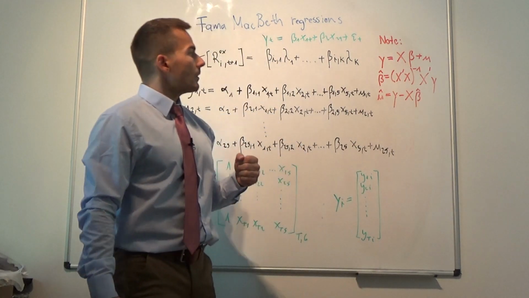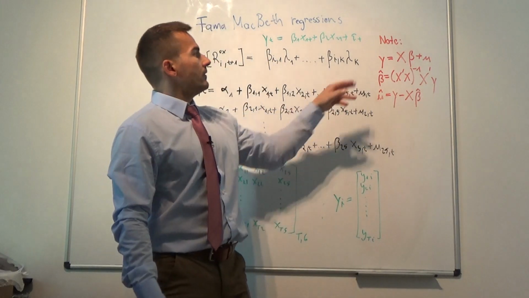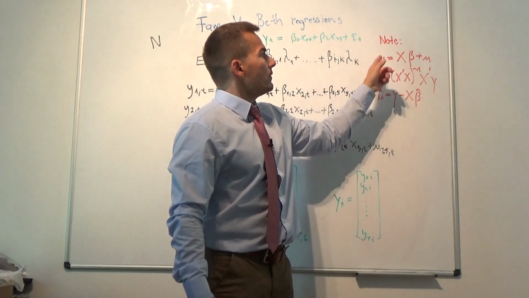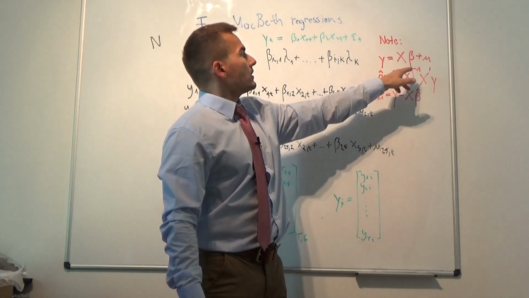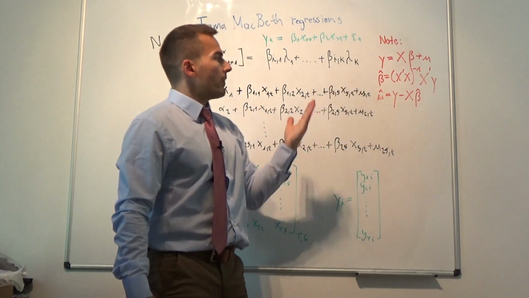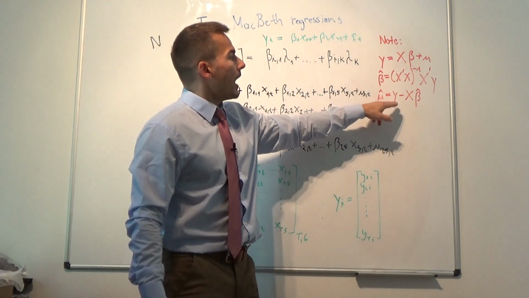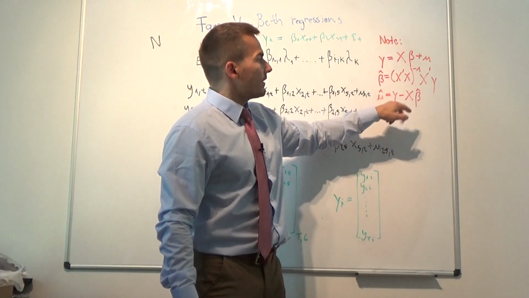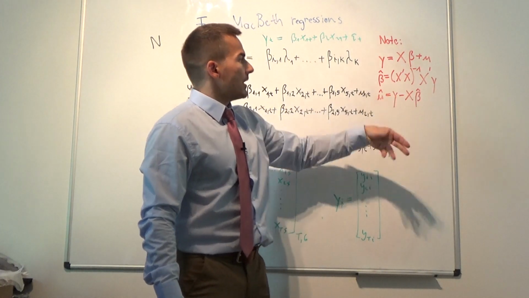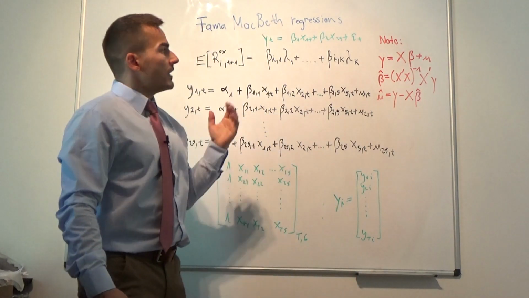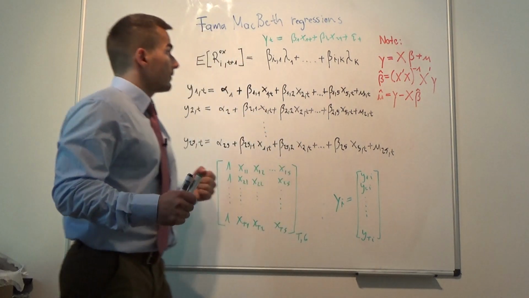Very simple. We also know that we can get the estimated residual vector. How? By reformulating this equation: we put X times beta hat on the other side, and what we get is that our u hat, the estimated residual vector, is Y minus the regressor matrix X times the estimated vector of point estimators beta hat. So very simple. That's what we have to know before we can get started with Fama MacBeth regressions.